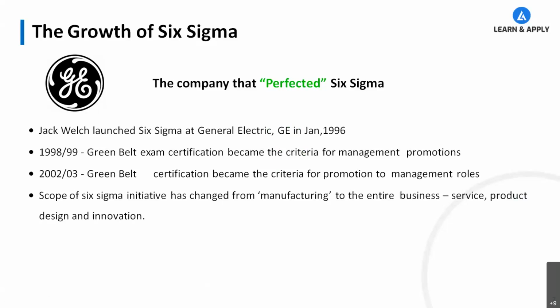And due to them, the scope of the Six Sigma initiative has changed from manufacturing to the entire business, like service, product design, and innovation. So now Six Sigma can be used in, let us say, manufacturing, production, and services like banking, financial, or BPO. So multiple sectors are now using Six Sigma.